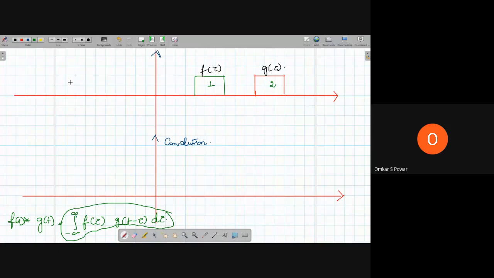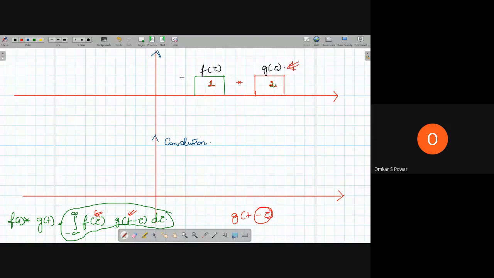Let us take this f of tau here and this one g of tau. Let it be two square boxes. So this is f of tau and this is g of tau. Now we are going to perform convolution on these two signals. How are we going to perform it? If you observe this equation perfectly, we have g of t minus tau. So we will do g of minus tau first. So this is g of tau.